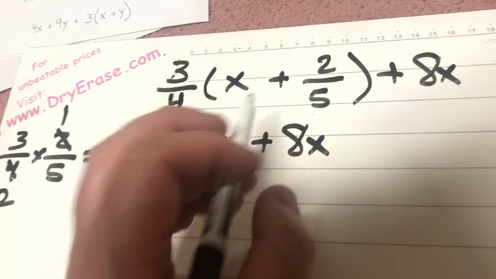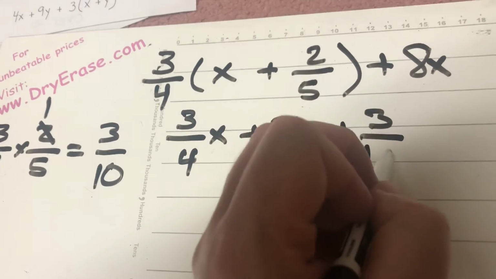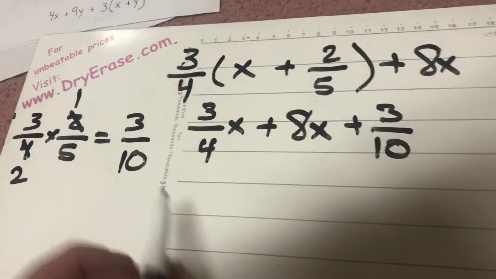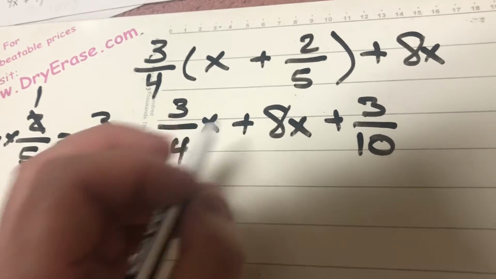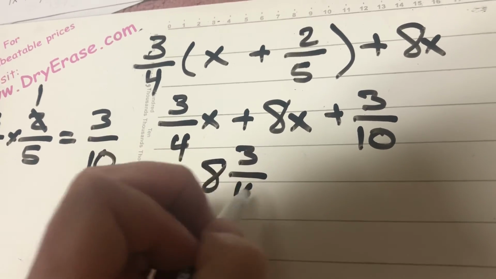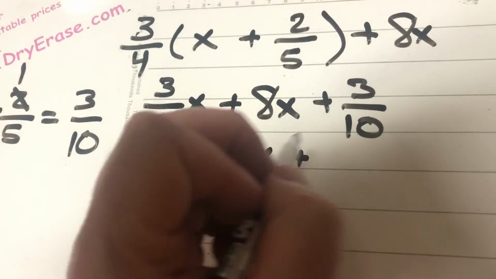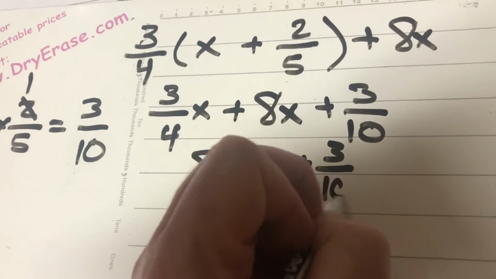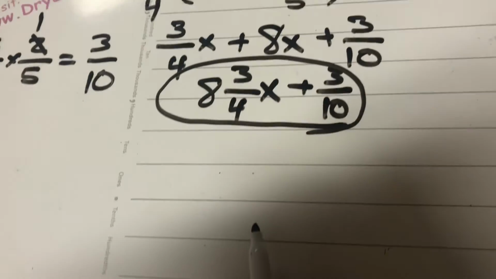So 3/4 times 2/5 is going to be plus 3/10. I can combine a 3/4 x and an 8x. 3/4 plus 8 equals 8 3/4. So I end up with 8 3/4 x plus 3/10. That's my simplified expression. All right, let's look at another one.